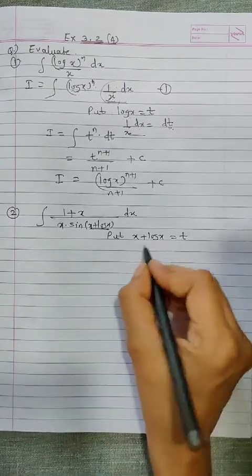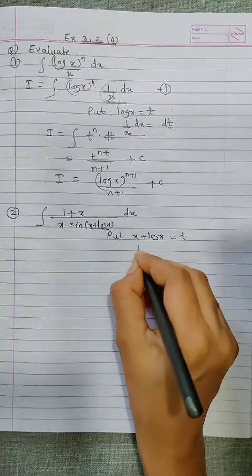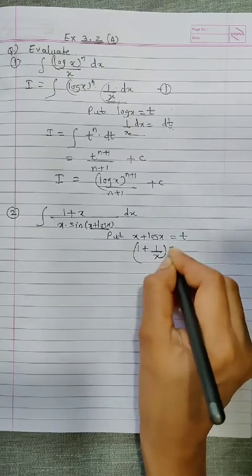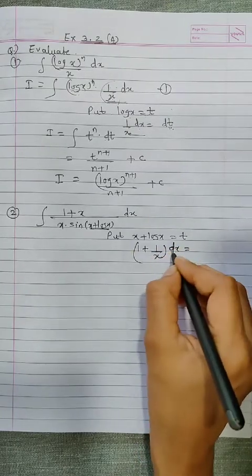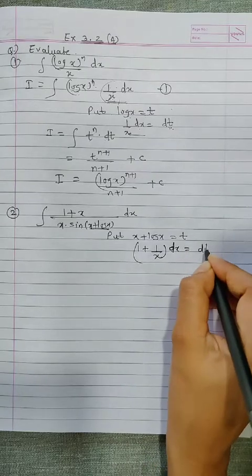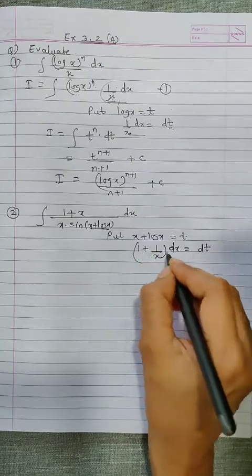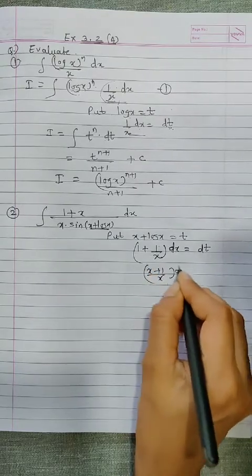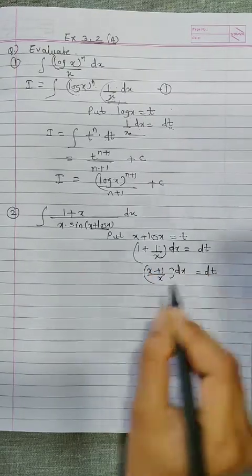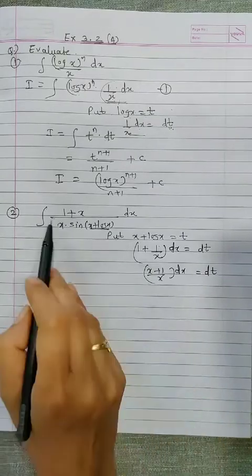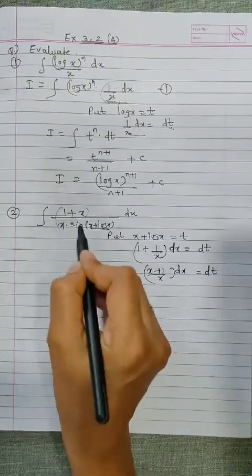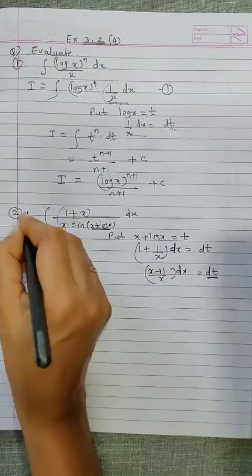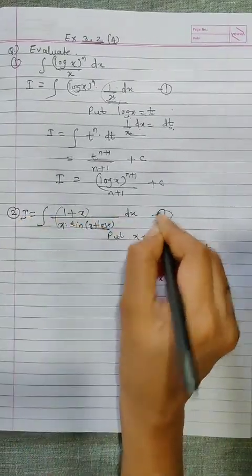Now take its derivative. Differentiation of x is 1. Differentiation of log x is 1 by x into dx. Always you have to apply dx, and this t will become dt. Solve it. If we take the LCM, this will become x plus 1 upon x dx equal to dt. Now see here, x plus 1 upon x, we have 1 plus x upon x. So this term 1 plus x upon x dx will convert to dt. So this is equation 1.